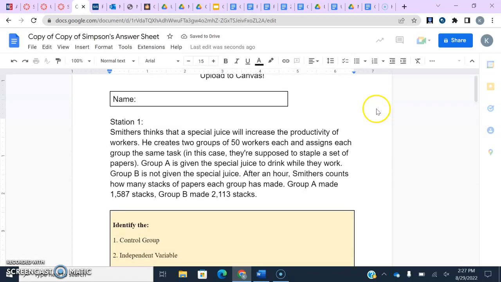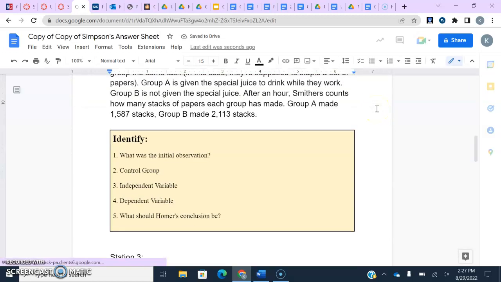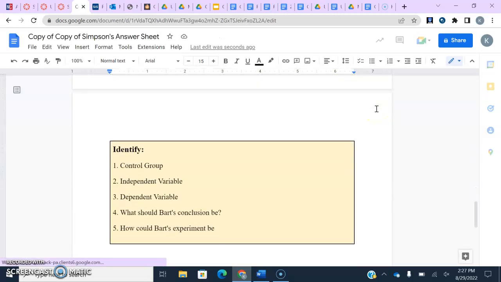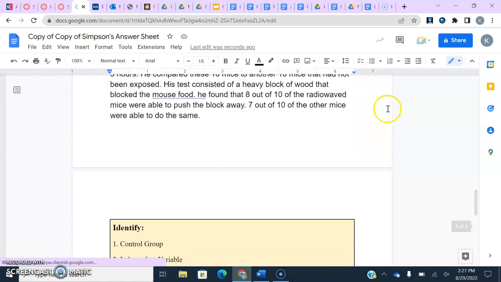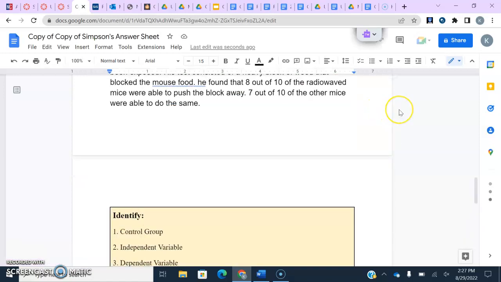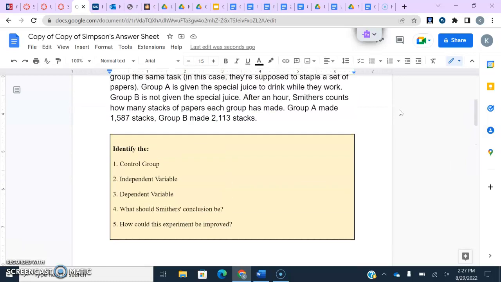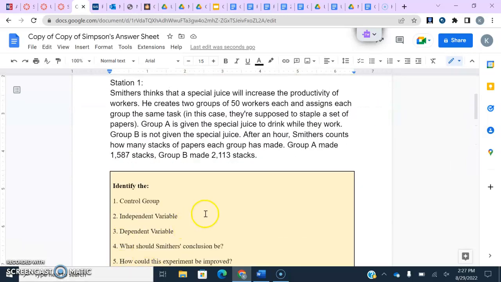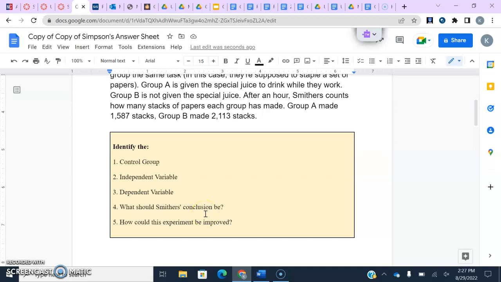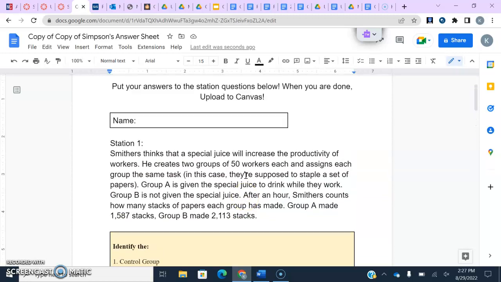So here we've got 3 different stations. Obviously you guys are at home, so your stations are just going to be to read through them and complete them. There are 3 total stations. We're going to do station 1 together, so everybody should have the correct answers for station 1 and then also be able to use them to help you complete station 2 and station 3.